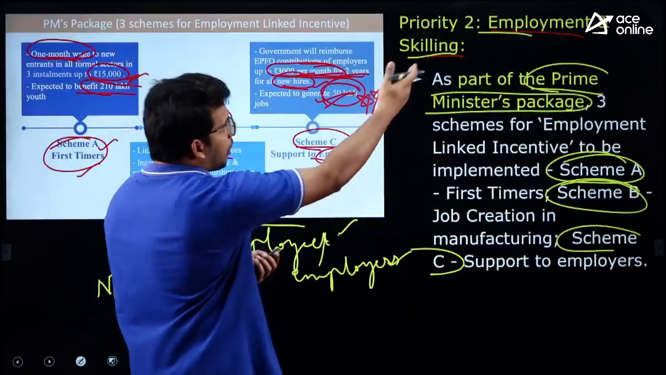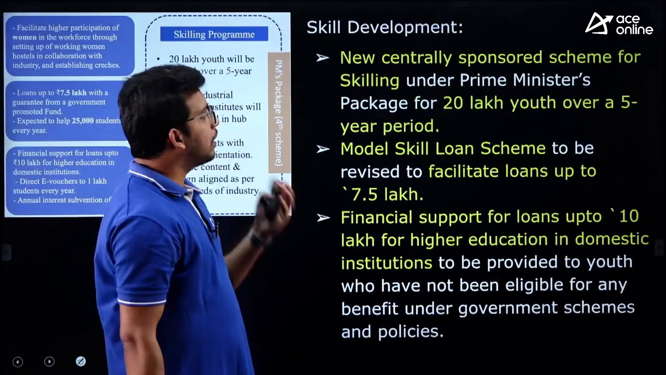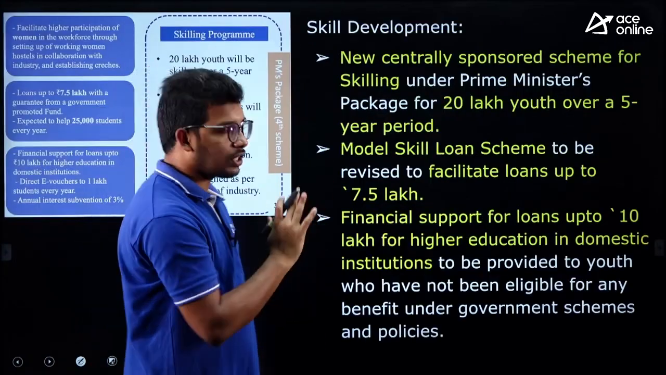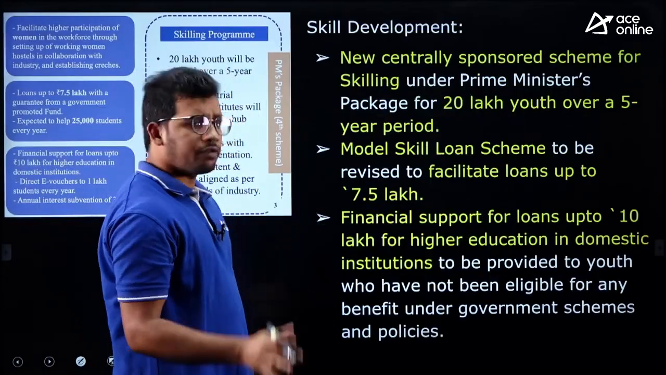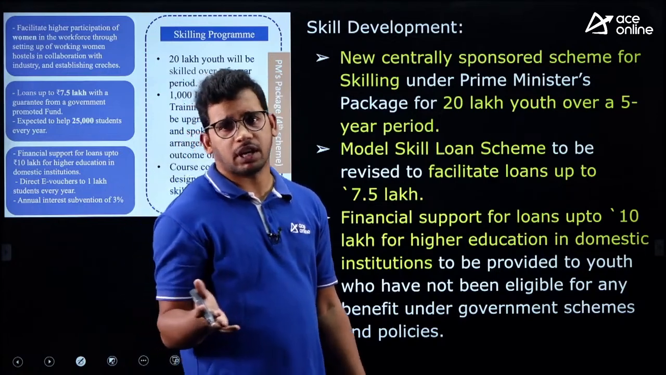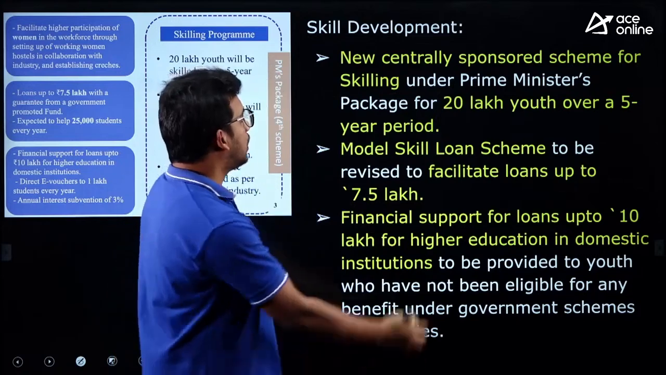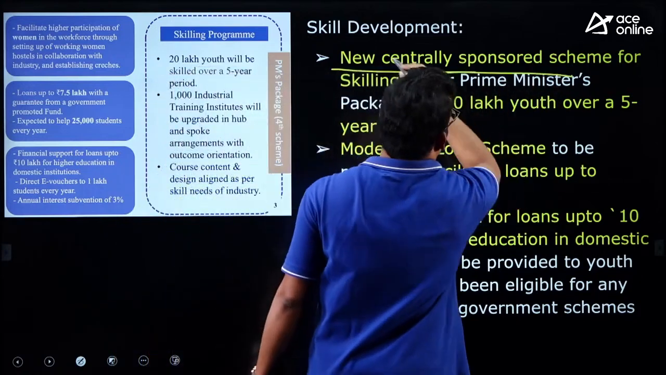Next one, skill development. We have seen that priority 2 is employment and skill, right. Now we have seen employment, let's come to skill development, right. We already have some schemes, Pradhan Mantri Kaushal Vikas Yojana and many more. Now the government wants to come up with a new scheme. They have launched a new centrally sponsored scheme.